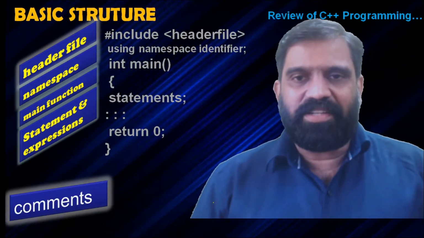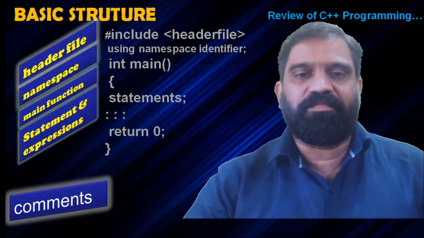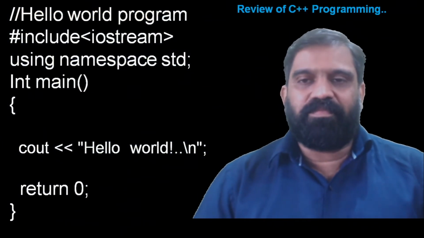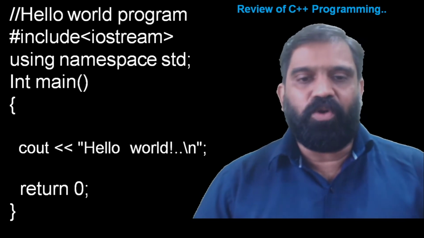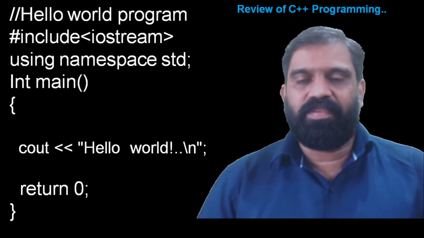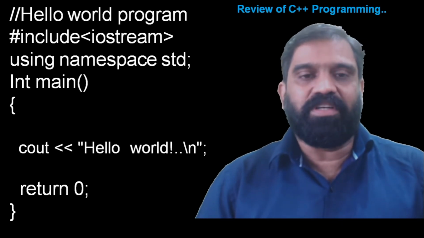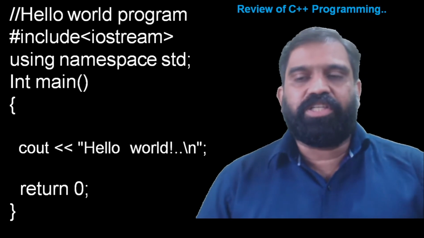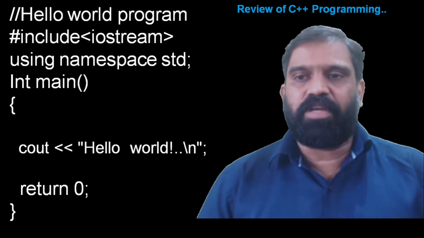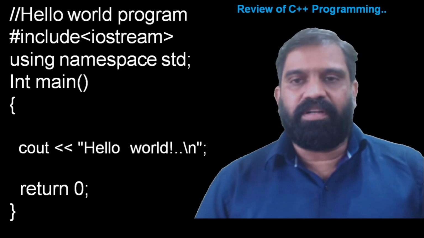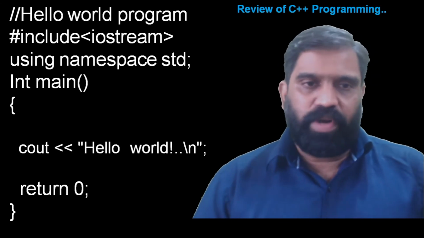Next, we can see a sample program. This is the program which shows the output of hello world. The first statement is nothing but a comment, a short description about the program. Next statement you can see hash include iostream. That is a preprocessor directive and is used to link the header file iostream with the program.